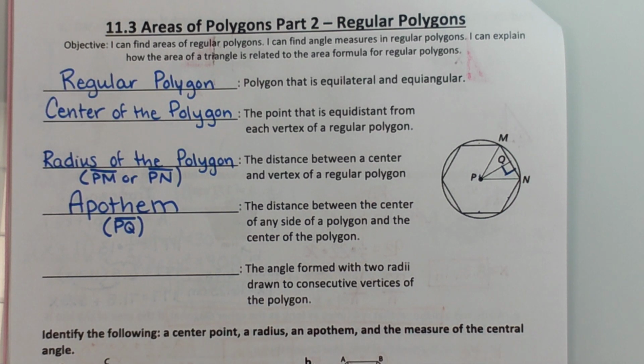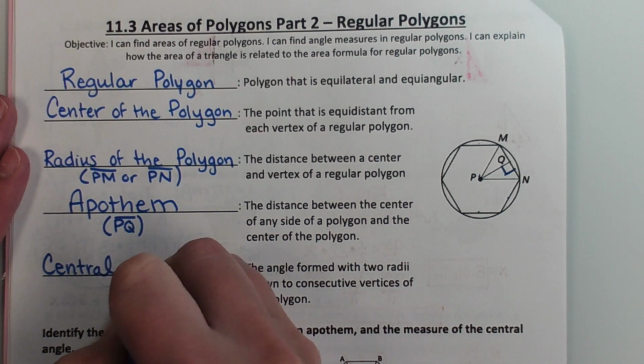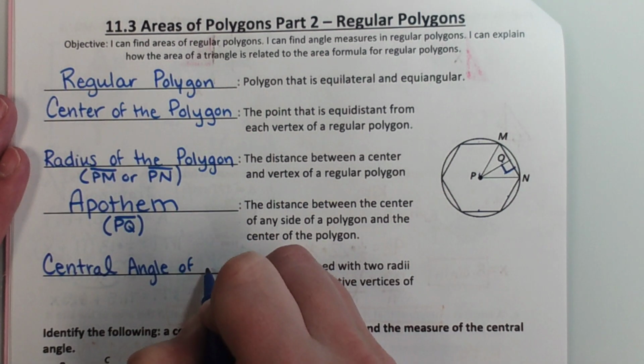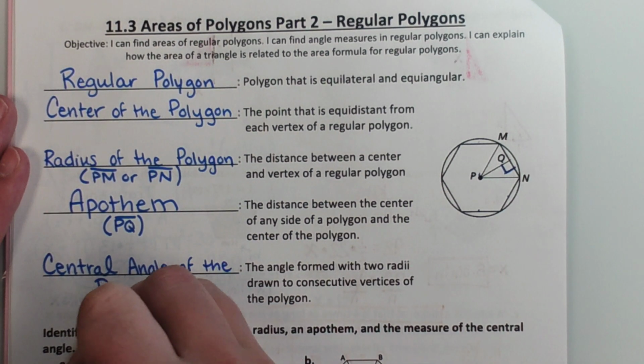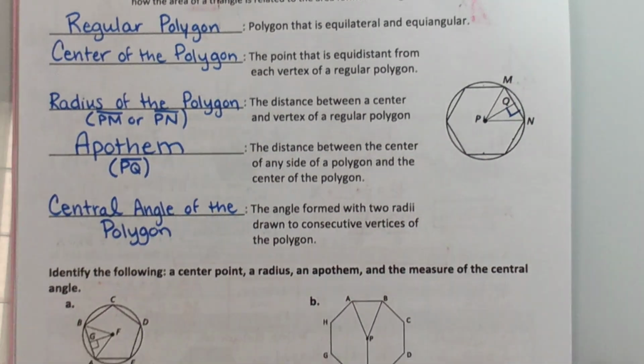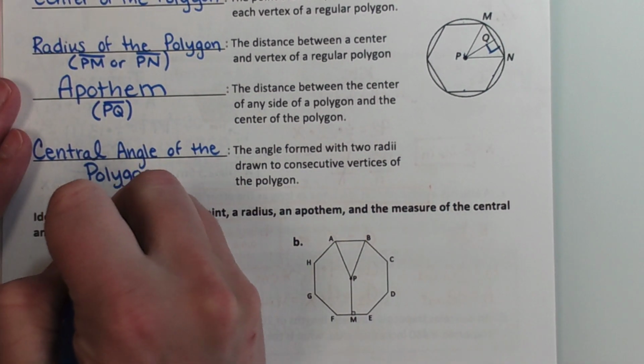Last but not least, the angle formed by two radii that are connecting consecutive vertices of the polygon. This is a polygon's central angle. So in the picture, that would be angle MPN.